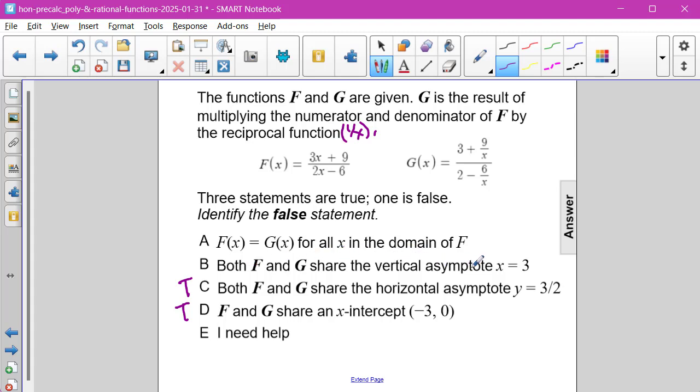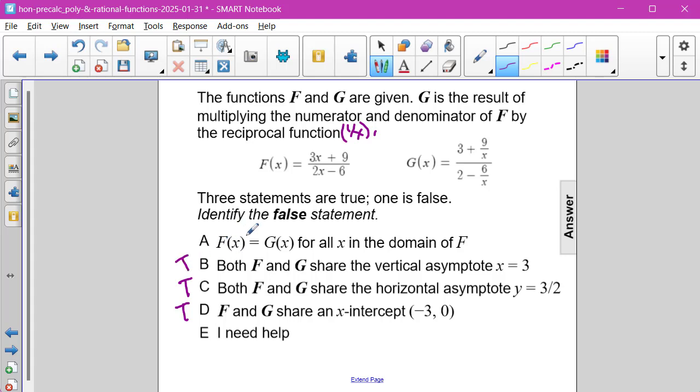Both f and g share a vertical asymptote at x equals 3. If we substitute 3 in for x here, we'll get 6 minus 6, which is 0, and we'll get 9 plus 9, which is 18. So we get a constant value over 0. That does tell us it's going to be an asymptote. If I put 3 in for x here, I'll get 3 plus 9 over 3, which is 3. So 3 plus 3 is 6. And then if we have 2 minus 6 over 3, 6 over 3 is 2. We'll have 2 minus 2, that's 0. So we are going to have a vertical asymptote in both of these.